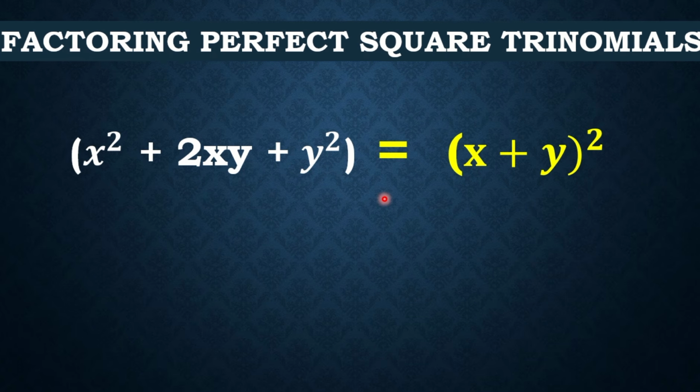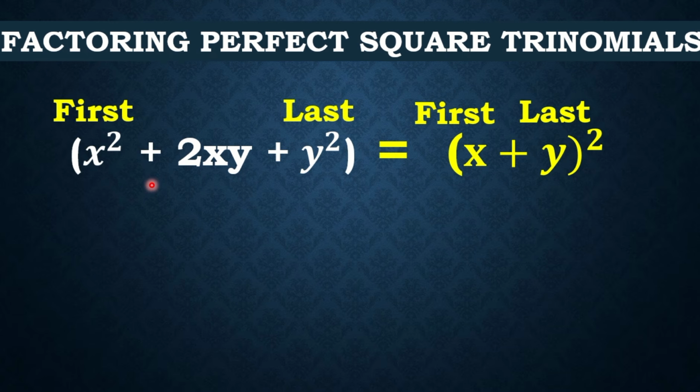So, kapag your sign here is positive, ito yung first term natin ha, ito yung last term. If your sign here is positive, so ang factored form niya, positive din. Okay, so x plus y squared or x plus y, x plus y. Okay, so pag nakuha mo yung square root nito, ilalagay mo siya dito, that is your first term. Pag nakuha mo yung square root nito, ilalagay mo siya dito, that is your last term. And that is your factored form.